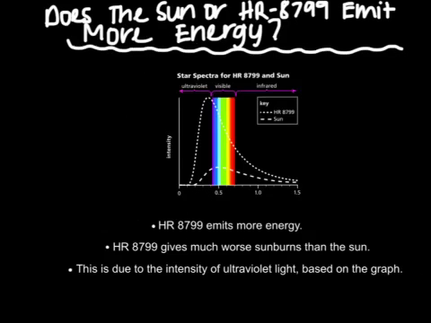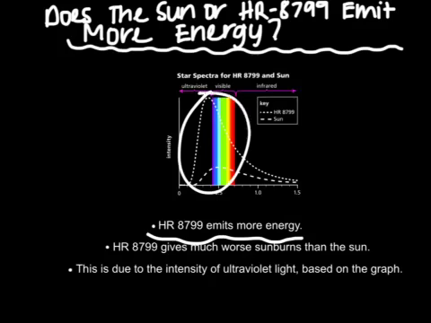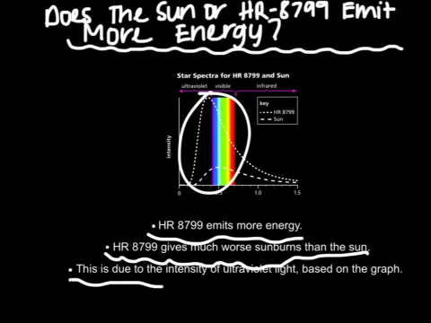Does the Sun or HR 8799 emit more energy? First of all, HR 8799 emits more energy than the Sun since the peak on the graph is higher than the Sun's. If you sat out exposed to HR 8799 for a long amount of time, you would get a sunburn much worse than a Sun's sunburns. This is due to the intensity of the ultraviolet light based on the graph.